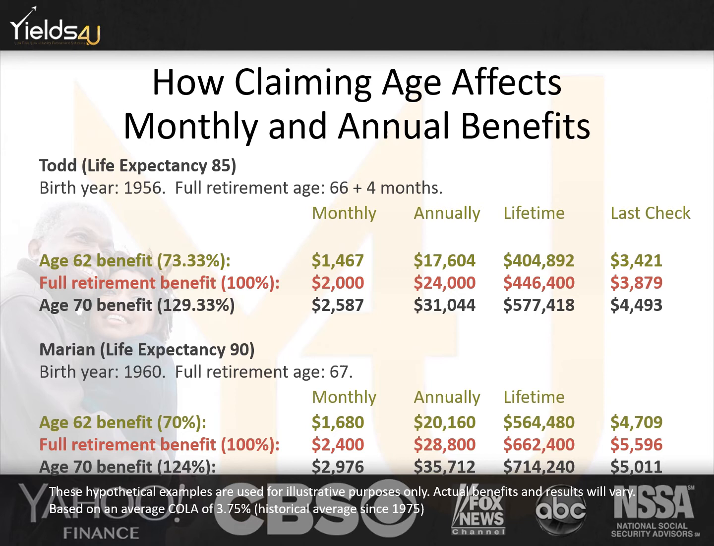But as Social Security increases his payments for inflation, or as they call it, the cost of living adjustment, his benefit check increased not from the $2,000 amount, but from the $2,587 amount, which means by the time Todd turned 85, his check had increased to $4,500 a month. If Todd had retired early, his benefits would have only increased to $3,421, which is a significant difference from the $4,500, which is his maximal deferral.